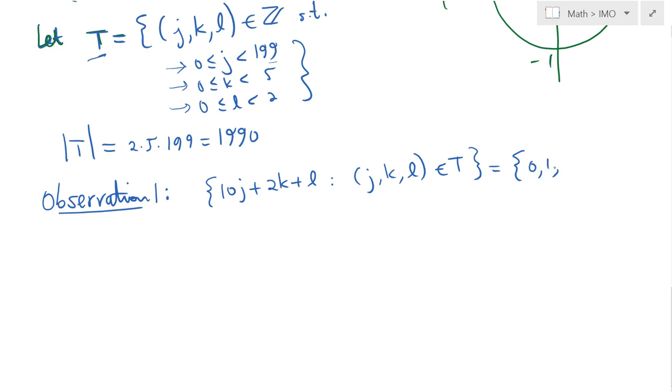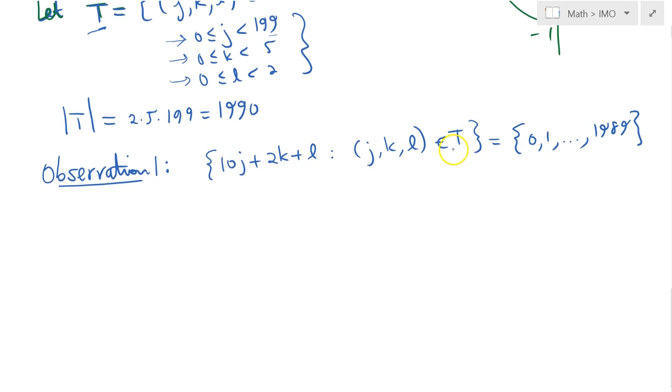this: 0, 1, all the way to 1989, and it's not too hard to see it, so you can try it, and you will see that all these numbers here are unique. Remember that the set T here has 1990 numbers. Each one of these are unique, and as a result, each of them will appear once in this set. So that's the first observation.